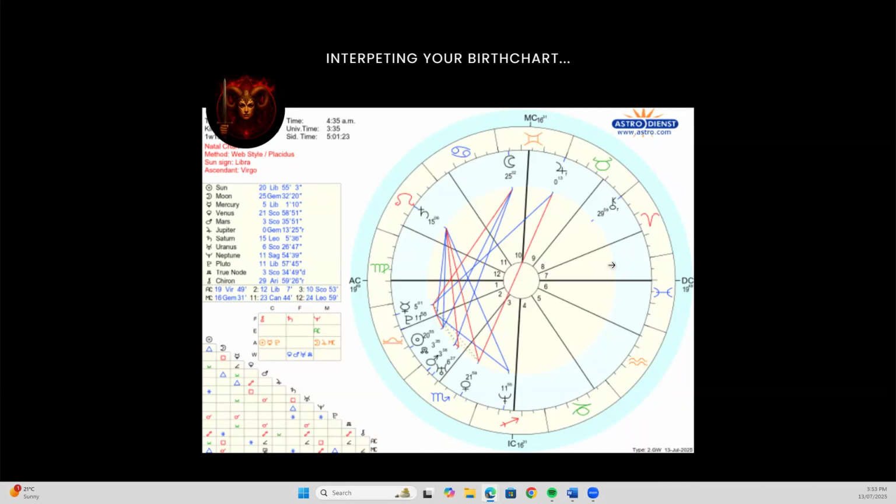Once you've identified the house that your Chiron is in, we can also look to see where the planetary ruler of Chiron is. So the planetary ruler of Chiron is Mars. Okay, Mars is the planet that's associated with Aries. So because Chiron's in Aries, then the planetary ruler of Chiron will be Mars. And so we can have a look now to see where Mars is located in the chart.